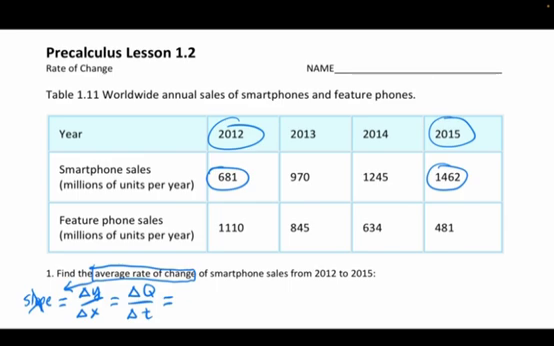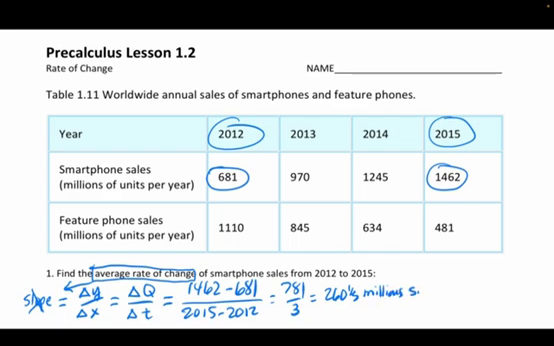The change in the quantity would be 1462 minus 681, that's the difference in the quantities, and then the difference in the times would be 2015 minus 2012. And if you do the arithmetic there, that ends up being 781 over 3 years, and that's an average rate of change of 260 1/3 millions of smartphones per year. So on average, the number of smartphones sold goes up about 260 1/3 per year.